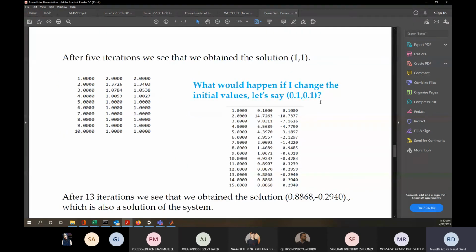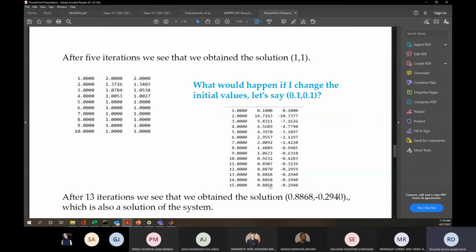And of course, it's going to depend on the initial value that you provide to obtain the solutions. Okay, so that's what we mean when we say it. So if you give two and two, you're closer to one. If you're closer to, for example, 2.8868 and then minus 29, you're closer to the solution. So it's going to have the convergence to that solution.